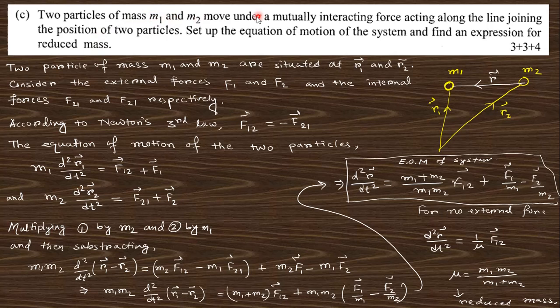There are two masses m1 and m2 moving under a mutual interacting force acting along the line joining the positions of the two particles. Set up the equation of motion of the system and find an expression for the reduced mass. So this is two mass particles with position vectors r1 and r2, where this is the separation vector. This is the equation of motion of particle 1: mass times acceleration is the force on this particle, and this is the external force. Similarly for the second particle, mass times acceleration is the internal force and this external force. If you multiply this by m2 and this by m1 and subtract, you will get this equation, and after rearranging you will get the result. If the external force is 0, you get this equation, where mu is known as the reduced mass of this system. Clear? Go to the next question.